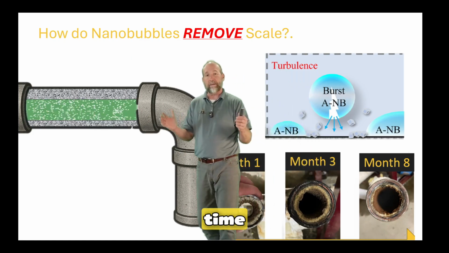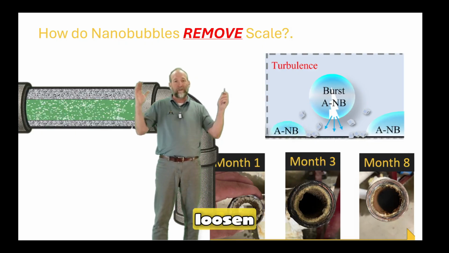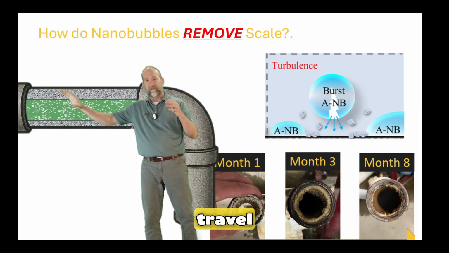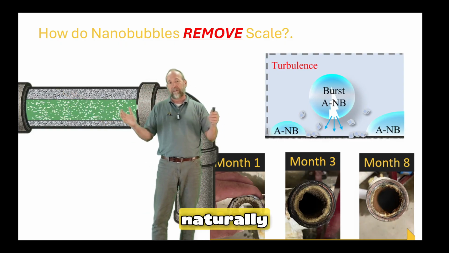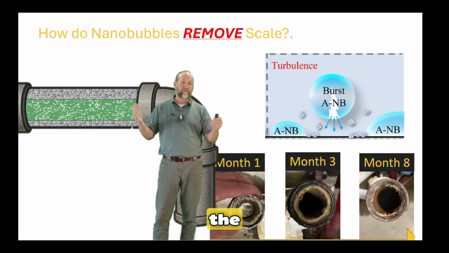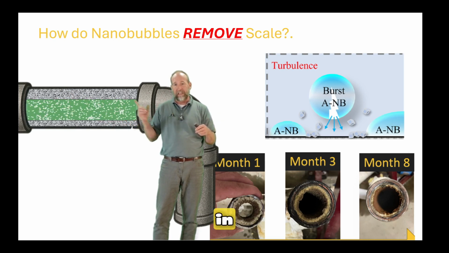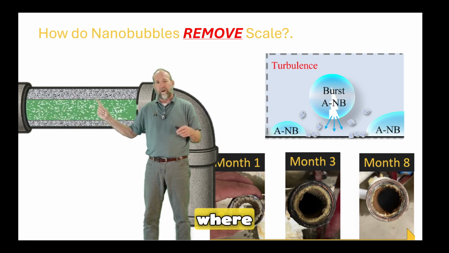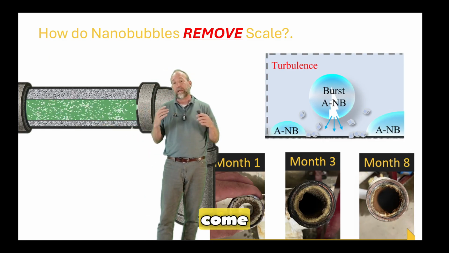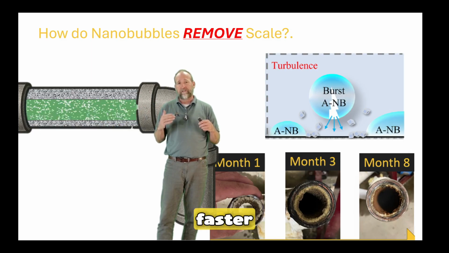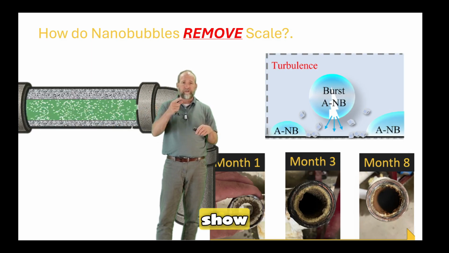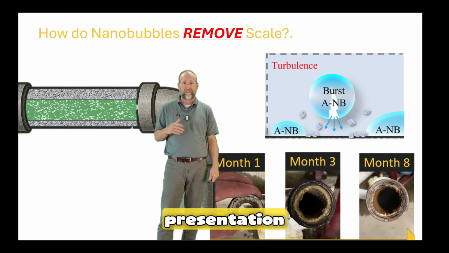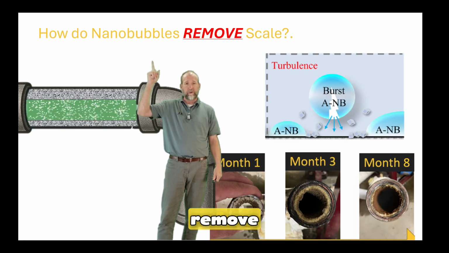So over time, those nanobubbles will soften up and loosen up those deposits, bring them into solution where they naturally travel down the pipe stream and are flushed out naturally through the faucets and through the showers and things like that. In the beginning, you can actually have kind of a looser knit layer where the scale is looser knit. That may come out sooner and faster and be of larger size. And we'll show you a few pictures of some actual results here at the end of this presentation. So that's how nanobubbles remove scale.